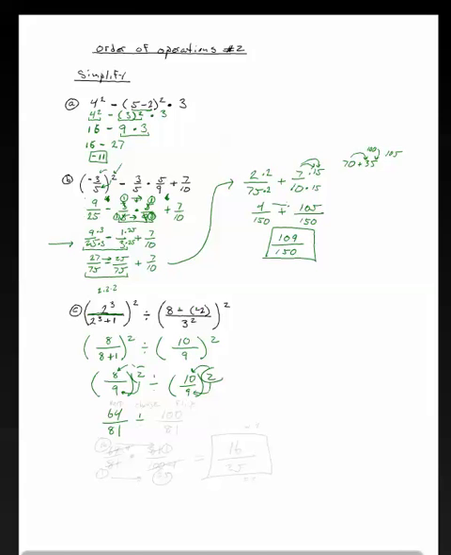Divided by, and then once again, we're applying that power to the numerator and denominator. 10 to the power of 2 is 100. 9 to the power of 2 is 81. So now we've just got a division of fractions problem.